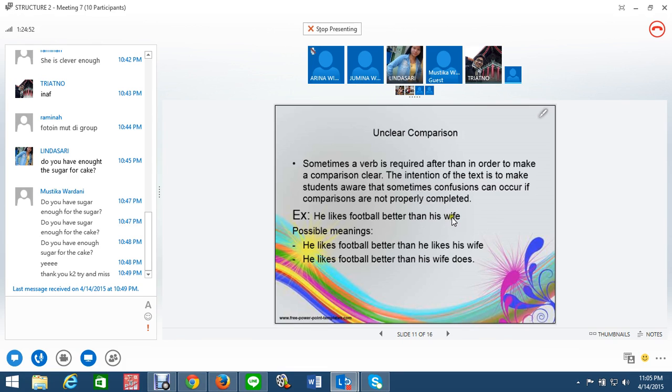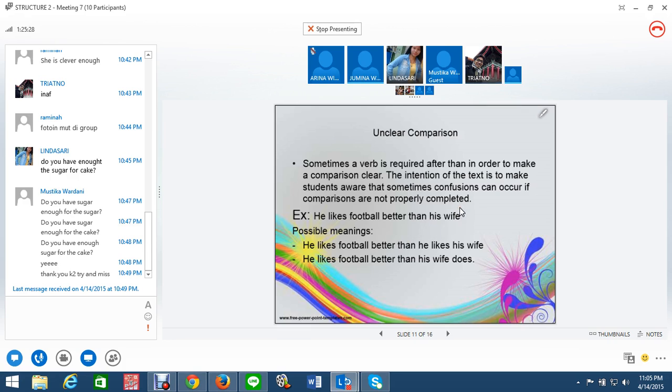Jadi ini namanya unclear comparison. Actually, we have to avoid, kita harus menghindari, mencegah unclear comparison. In our daily life, di dalam percakapan sehari-hari, kita sering mengatakan "he likes football better than his wife", atau "saya lebih suka menonton daripada dia", atau daripada dia what? Daripada dia misalnya, daripada yang dia lakukan, seperti itu. Oke, bisa dimengerti di sini?